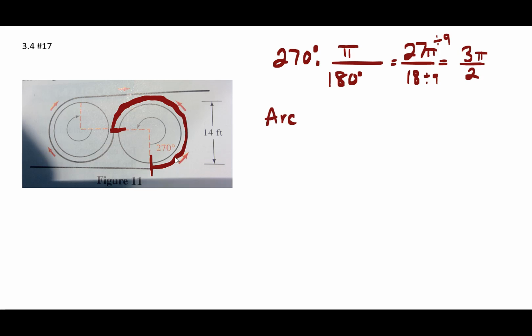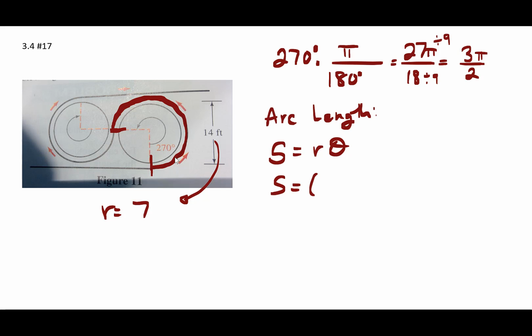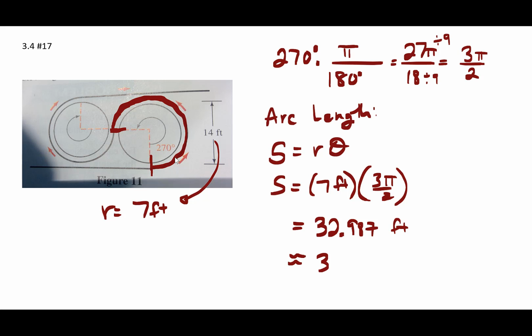Okay. So the arc length formula, real quick here, look it up if you need to. It's S is equal to R times theta, and since the diameter is 14, the radius has to be 7. Theta, we just got, is 3 pi over 2, and voila. Sorry, I should put in units here. How about 7 feet? As I multiply this out, I should get an answer of about 32.987 feet, and I think the back of the book just lists it at 33 feet. So that's good there.